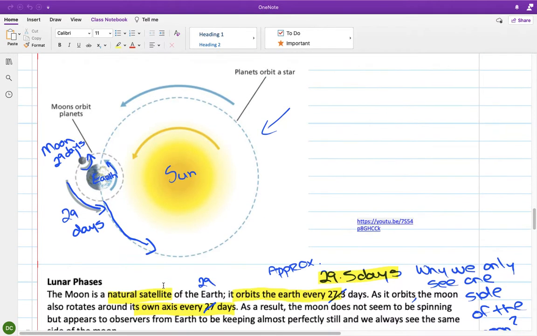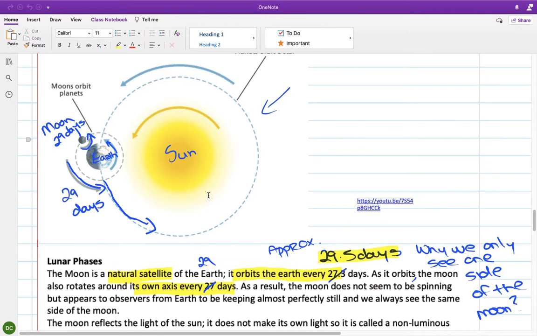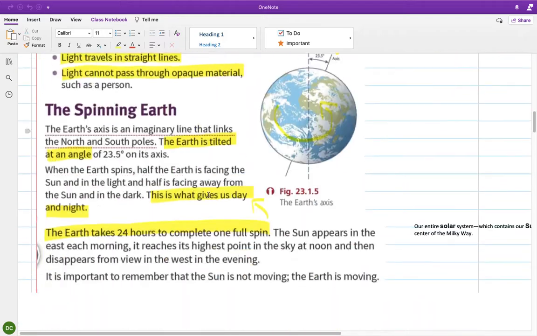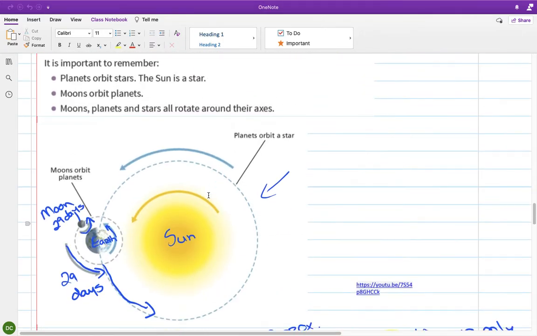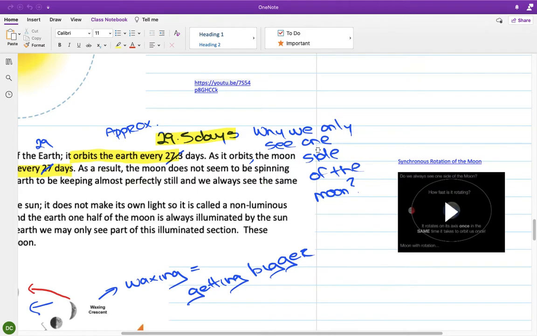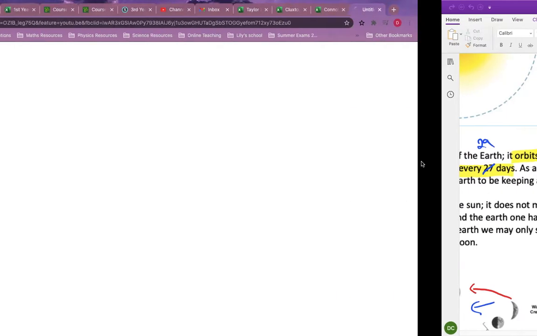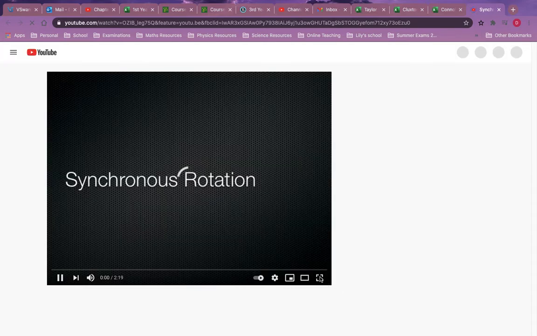We talked about this diagram, which was how we relate the sun, the Earth, and the moon. So that's an important one. Now, why we only see one side of the moon. This is the link that I forgot to put in. So let's have a look at this, okay? I'm going to talk over it because there's no sound.